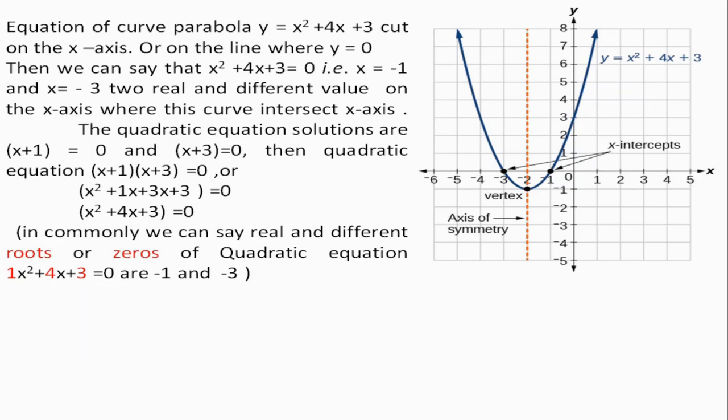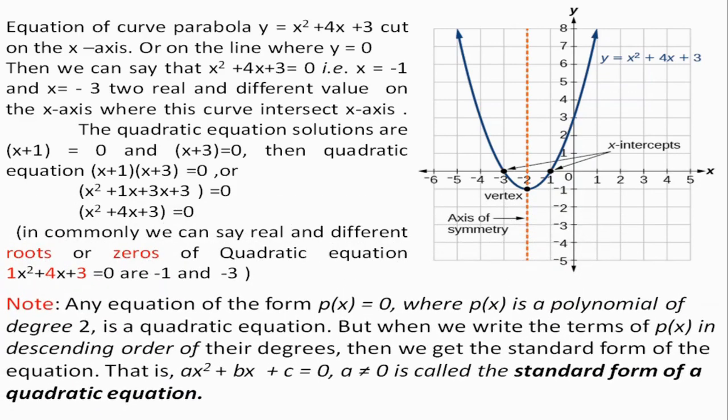In common we can say that the real and different roots or zeros of the quadratic equation x square plus 4x plus 3 equal to 0 are -1 and -3. It is important to note here that an equation of the form p(x) equal to 0, where p(x) is a polynomial of degree 2, is a quadratic equation. But when we write the terms of p(x) in descending order of degree, then we get the standard form of the quadratic equation ax square plus bx plus c equal to 0. Remember that a should not be equal to 0.